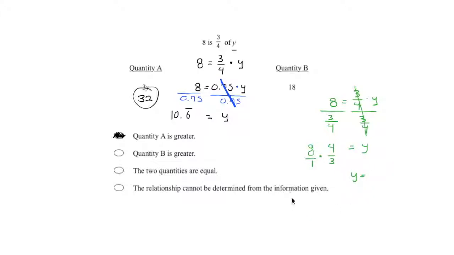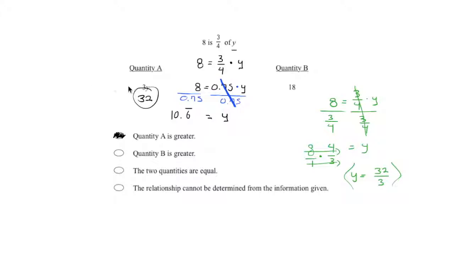And so y is equal to 8 times 4, which is 32, divided by 1 times 3. When you multiply fractions, you just go straight across. Okay, it's actually the really easy arithmetic to do with fractions. And 32 divided by 3 turns out to be what y is.